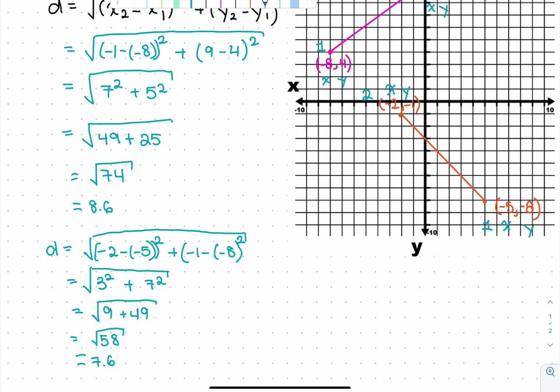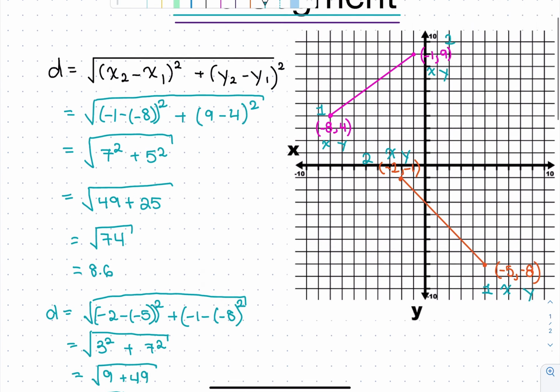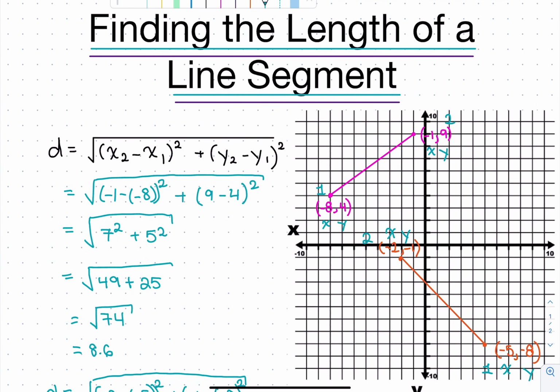And then if you ever want to show approximate, you can always just do this. This is just saying, well, I actually rounded it because there was a whole bunch more numbers. All right, so this is how you find the length of a line segment.